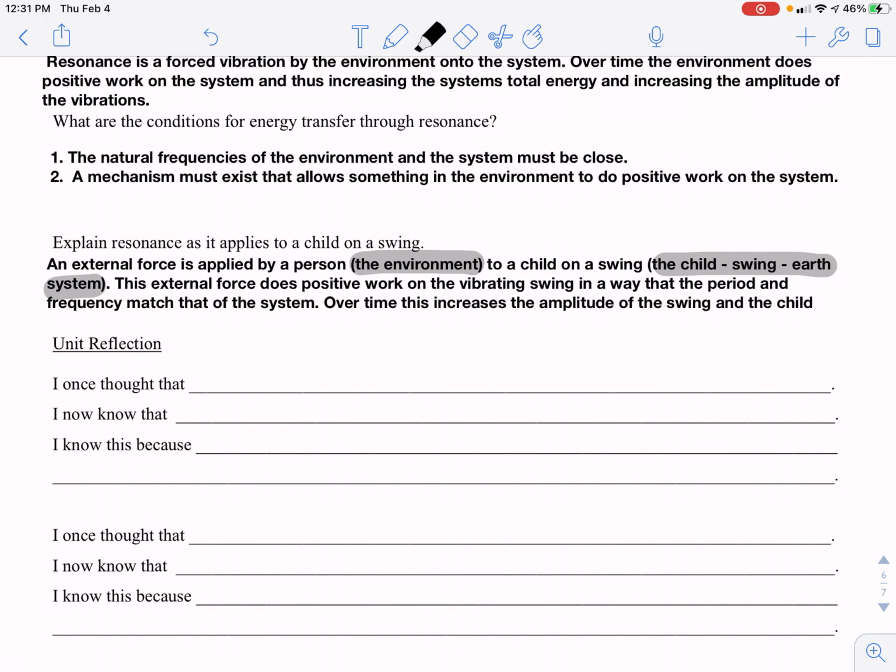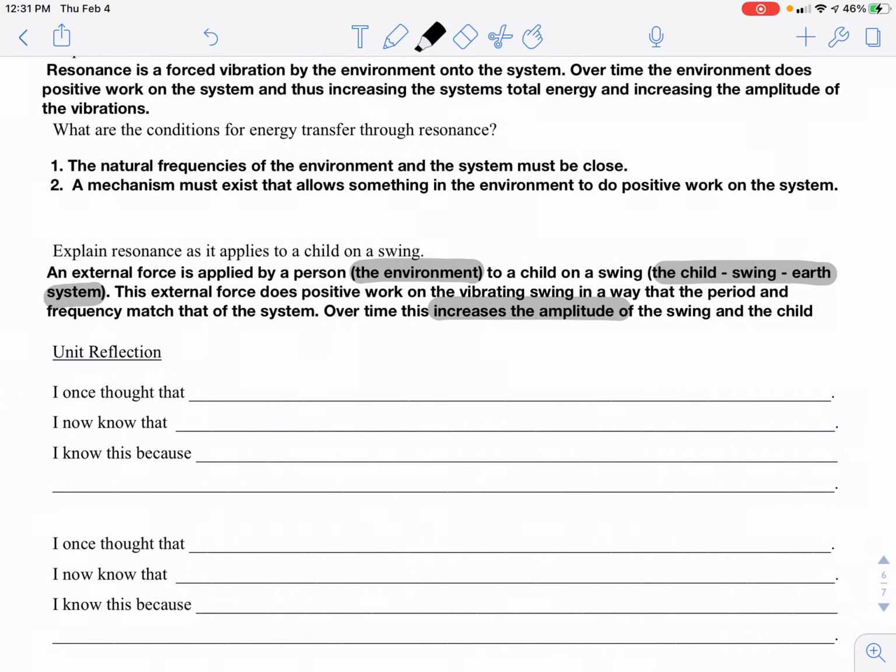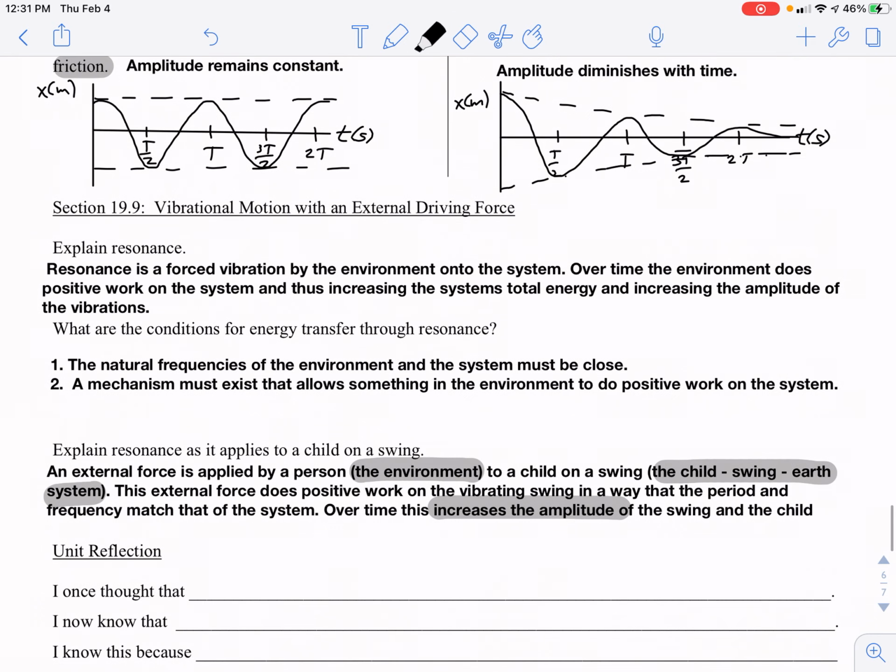What does the child do? The child thus swings higher. You've put in more work, you've increased the energy of the system, and therefore the amplitude increases and the child swings higher. There are many examples of resonance.